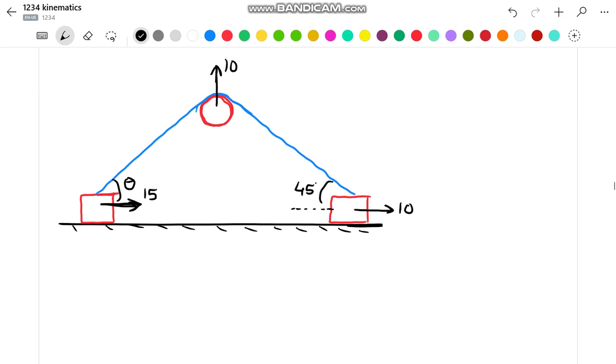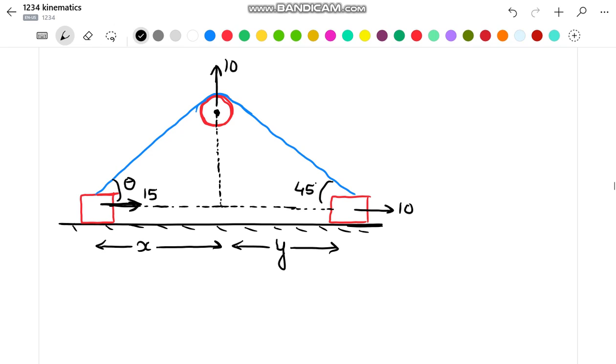So I have already redrawn this diagram for ready reference. Now the next step will be to drop the perpendicular from the pulley to the line joining both the blocks. Now let us assume this distance to be equal to x, y, and this distance I have assumed to be equal to z. Now I can write the value of this length to be equal to root of x square plus z square. Similarly, the length of the string from the pulley to the second block can be written as root of y square plus z square.